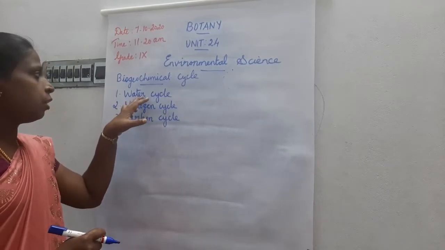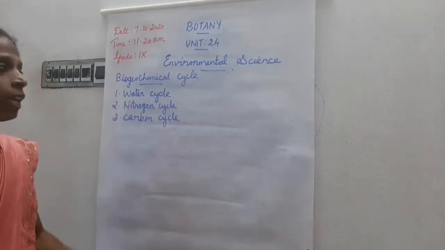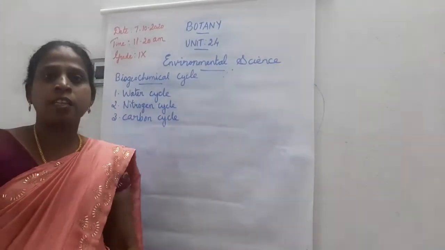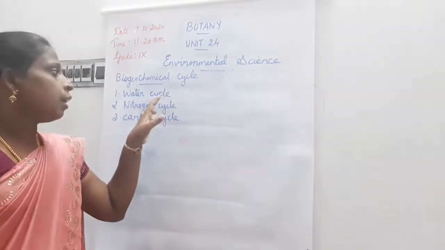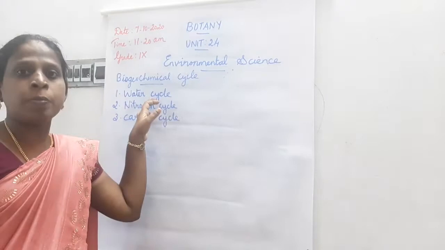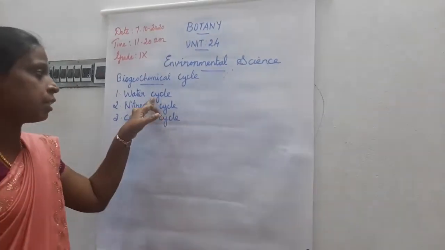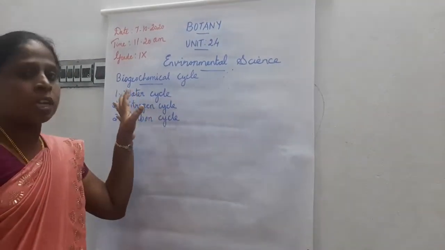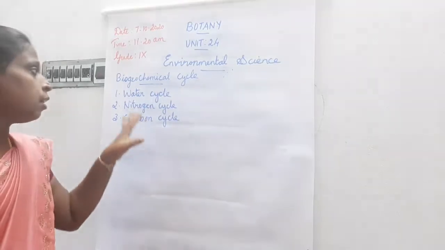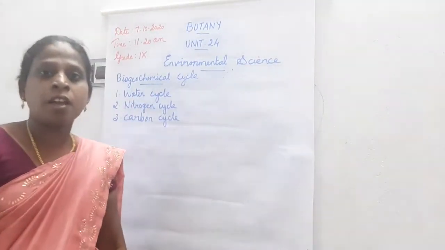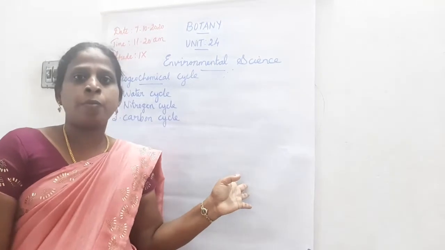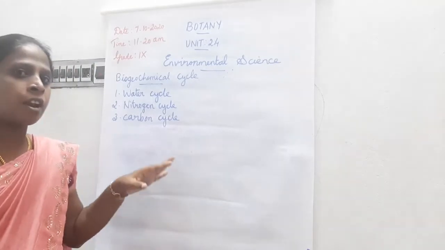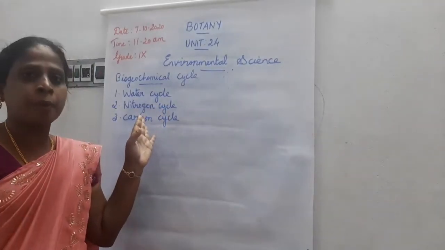Last class you have learned about the water cycle. The water cycle is otherwise called the hydrological cycle. The processes involved in the water cycle are evaporation, transpiration, sublimation, condensation, precipitation, surface runoff, infiltration and percolation. So what are the processes involved in the water cycle? Evaporation, sublimation, transpiration, condensation, precipitation, runoff, infiltration and percolation.